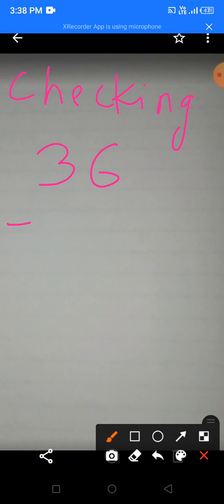Then the number from which you subtracted, you will add that number. 6 plus 2 will give you 8 and 3 plus 1 will give you 4. In the same way, when you have bigger numbers, for 6 and 7 digit, you will write checking and then you will solve it. Okay, you will not solve it right below it.